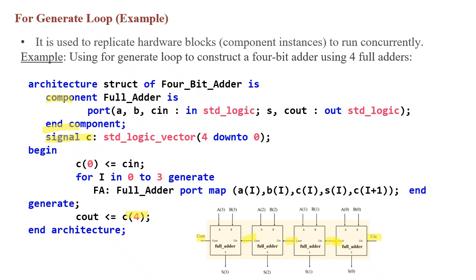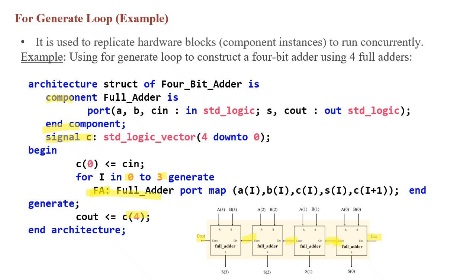Within the for generate loop, we have the iterator variable I, which starts from 0 and stops at 3. Notice here, within the for generate loop, we only type this line once, but it's actually being generated 4 different times for I starting from 0 to I equals 3. Without the for generate loop, this full line would have to be repeated, of course, 4 times, such that here we're going to write FA0, full adder, port map, A0, B0, C0, and so on.